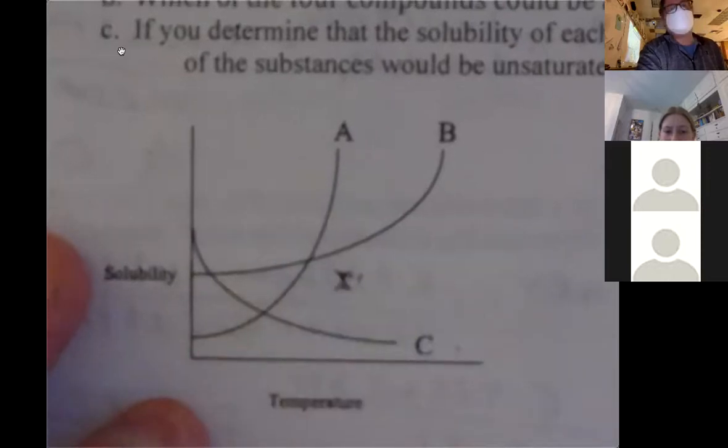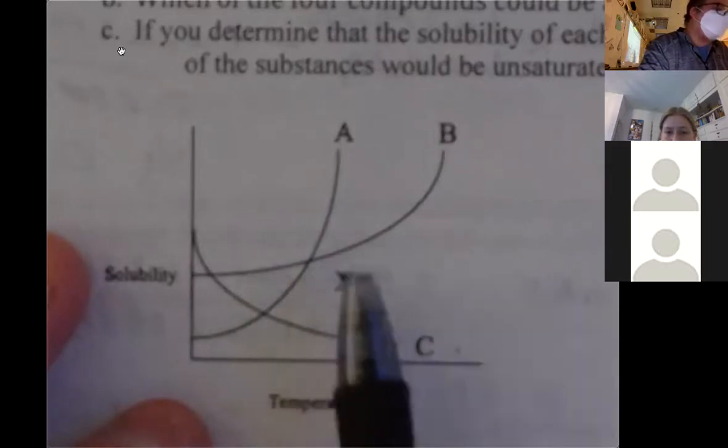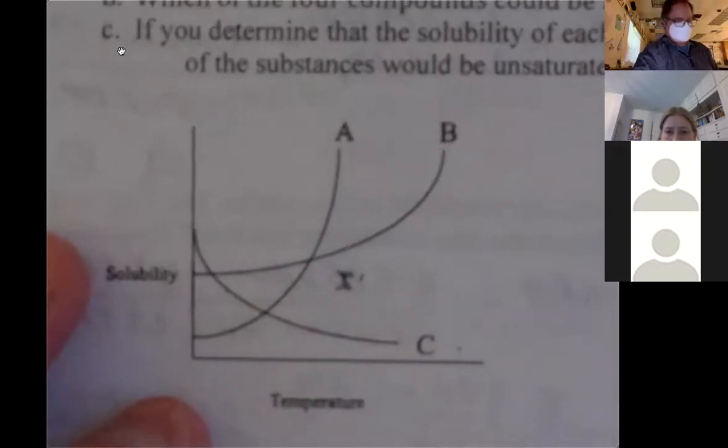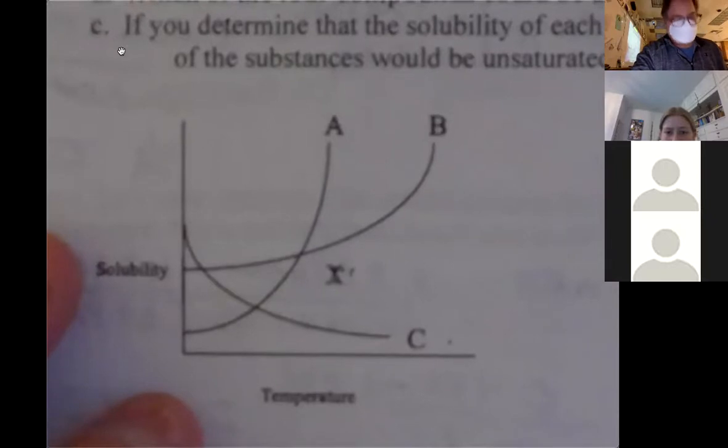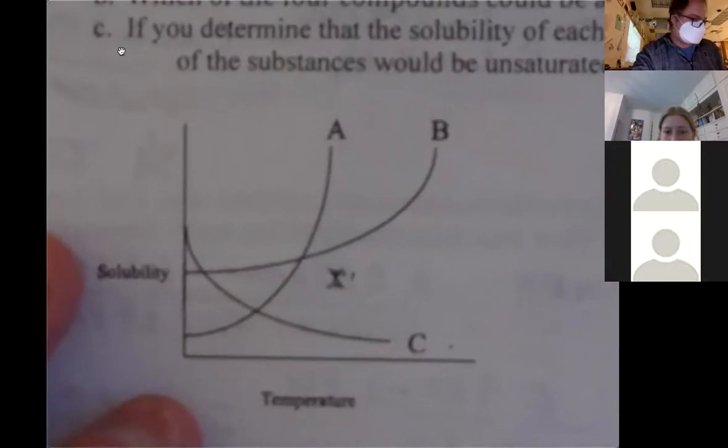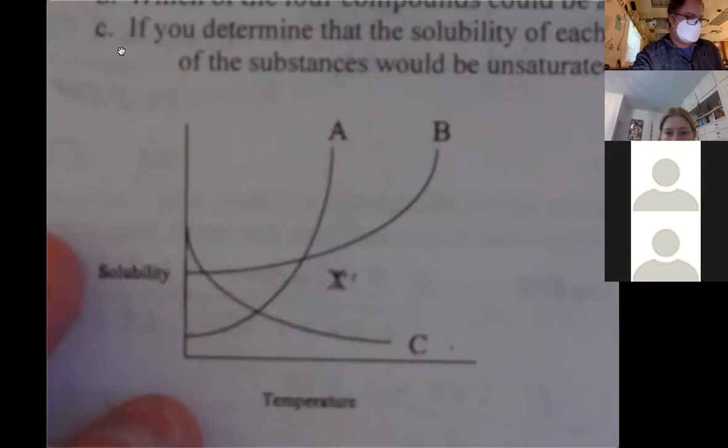Oh, okay. I know what you mean, but I was just reading it wrong, because I know for C, since X is above C, it's super saturated, but C looks like it's okay. I think I just read the question in reverse.